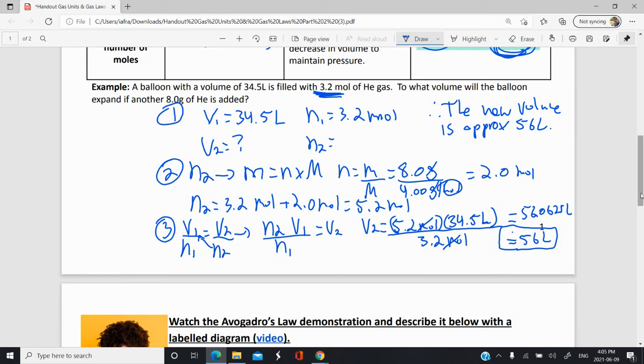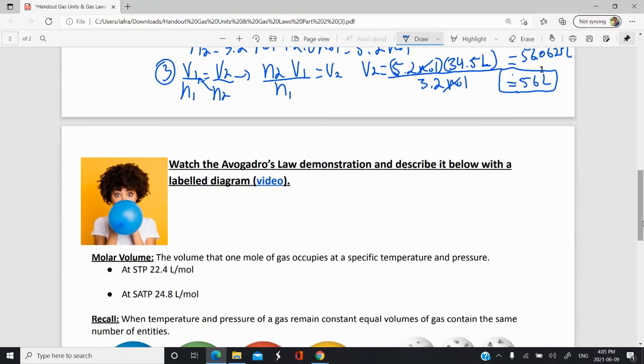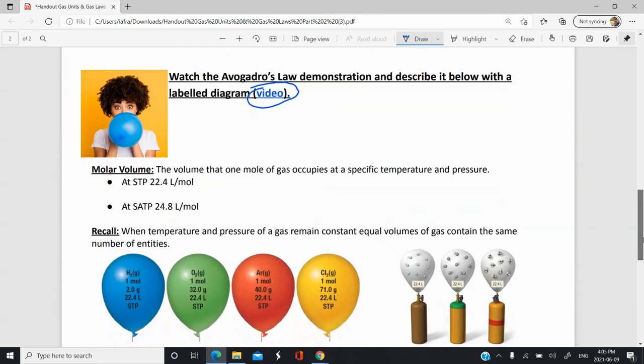And on our handout, you can see the application of Avogadro's law. I do want you to watch this video here so you can explain the application, how it works, and explain it with words and with a labeled diagram as well. So you can do that to finish off the application of Avogadro's law. We're going to continue with Avogadro's law in the next video, but we're going to explore a concept that's related to it called the molar volume, which is, again, connected to Avogadro's law.